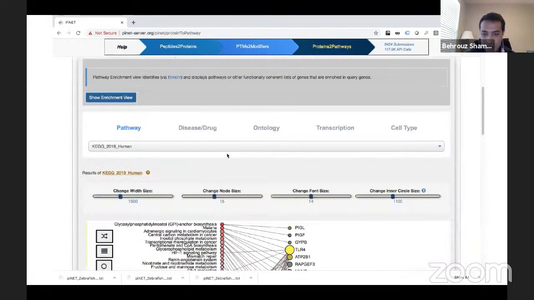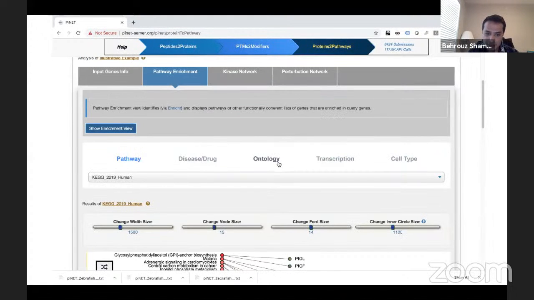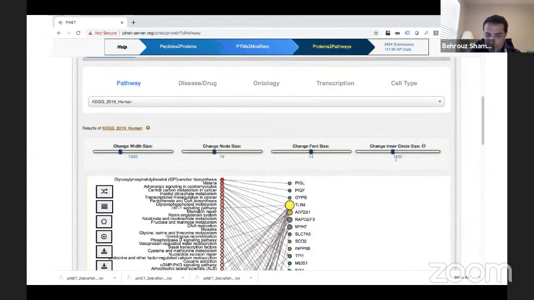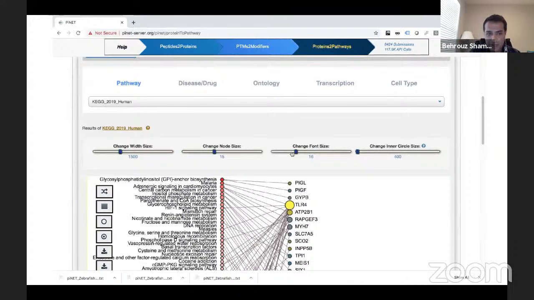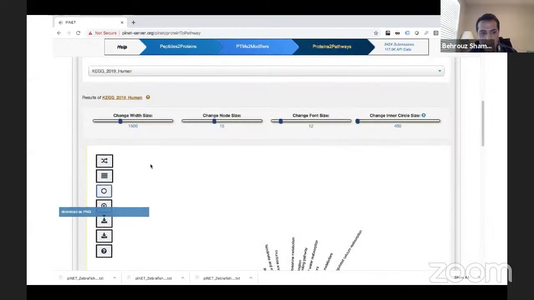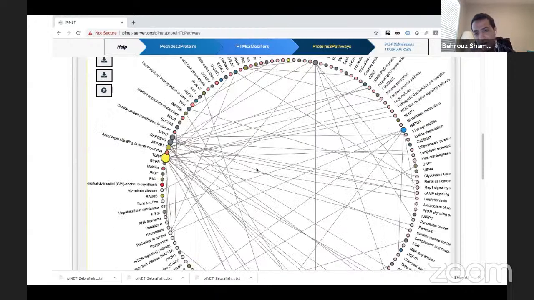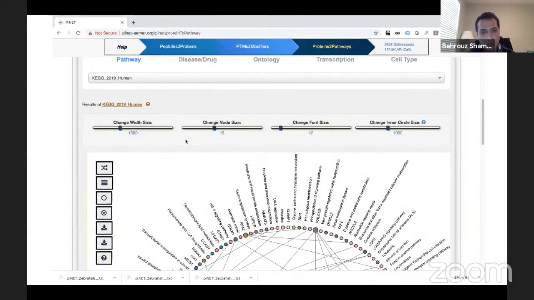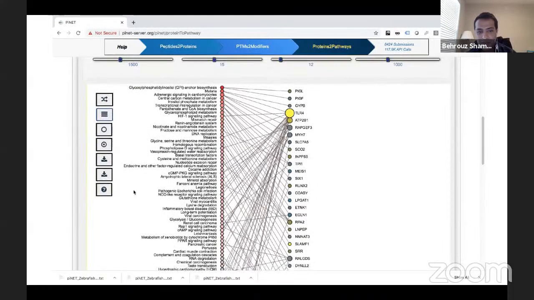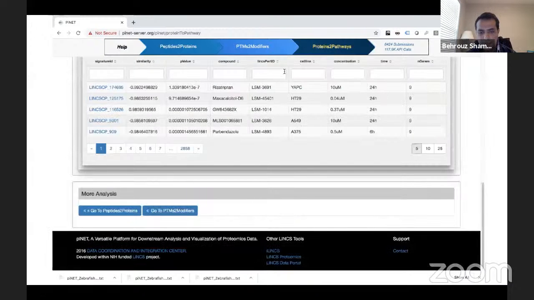This is enrichment analysis via Enrichr, but we added some functionalities here. For example, we do highlight the pathways. We can select those pathways, and the Enrichr group is also part of PINET. Again, the different types of visualization. Every graph that you can see here can be selected dynamically and can be downloaded as high quality images.